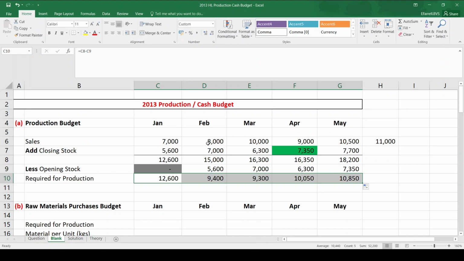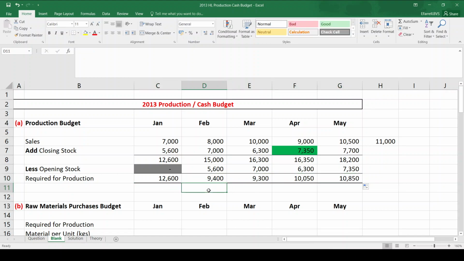In February, for example, I want to sell 8,000 units, and I want to have 7,000 left over at the end, so then I need to make 15,000. However, I have 5,600 coming forward from the previous month, so in February, I only need to make 9,400 units.